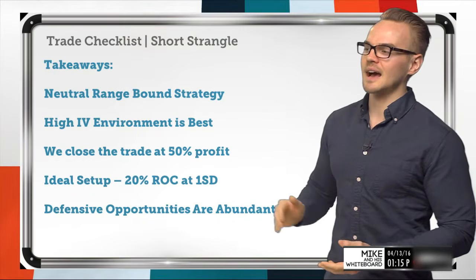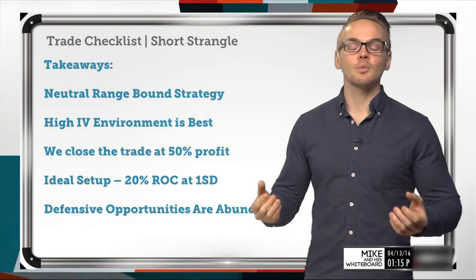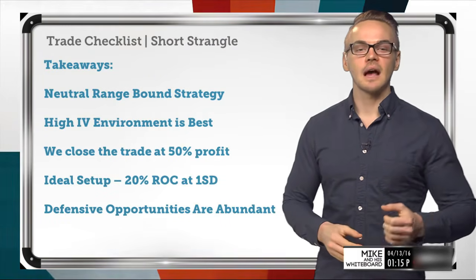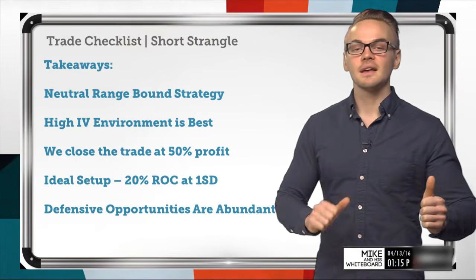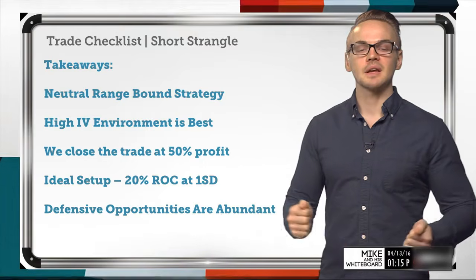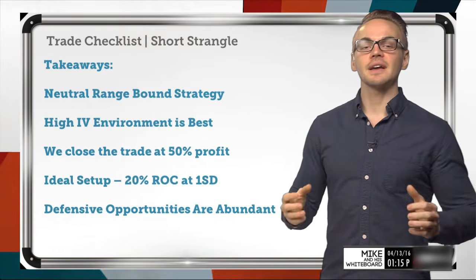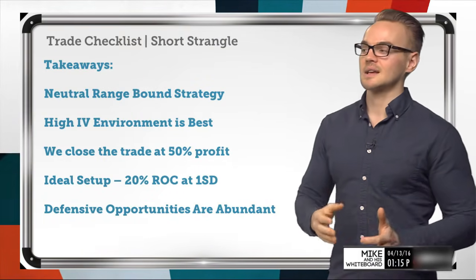And again, the ideal setup here is for a 20% return on capital at the 1 standard deviation line. So if I'm looking at an option chain, I would be looking at a 16% probability of being in the money on the put side and a 16% probability of being in the money on the call side. That's a 1 standard deviation range. And if I can get about 20% return on capital while covering that range, that's a great setup for me.